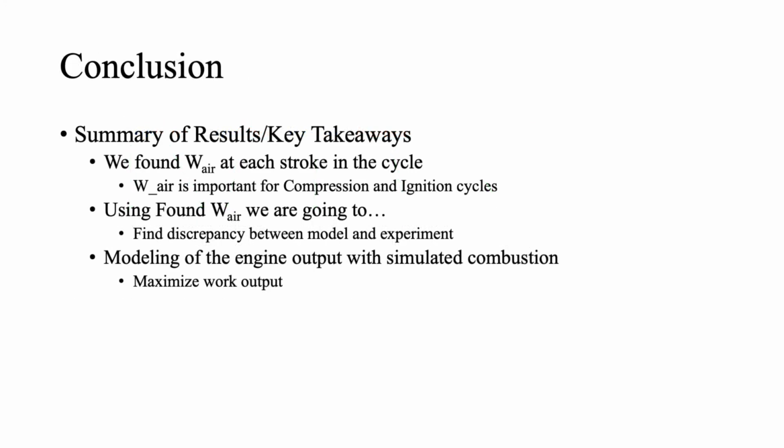Conclusion. We found work air at each stroke in the cycle. Work air is important for compression and ignition cycles as the air is doing work directly on the piston, and the greatest magnitude values we had found were 16.96 joules in the ignition cycle and 13.62 joules in the compression cycle. Using the found work air values, we are going to find the discrepancy between the model and the experiment by modeling the engine output with the simulated combustion, by determining the crankshaft angles at which air is injected into the engine to maximize the work output.